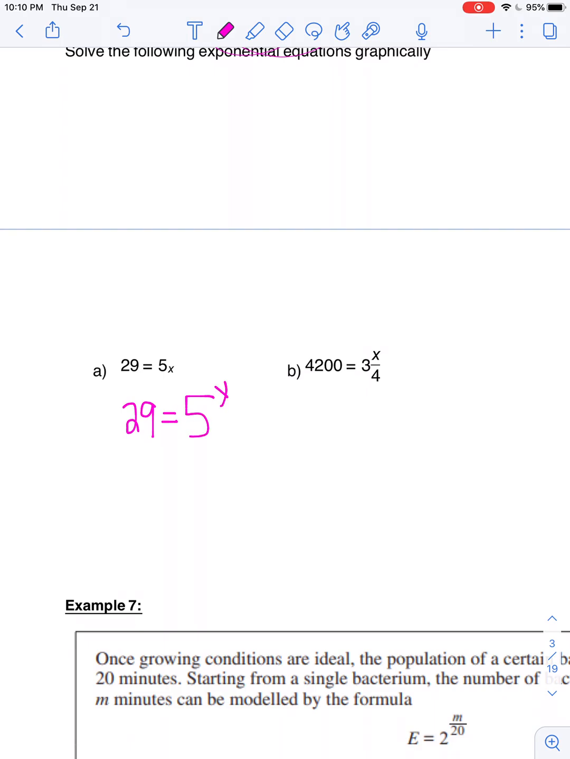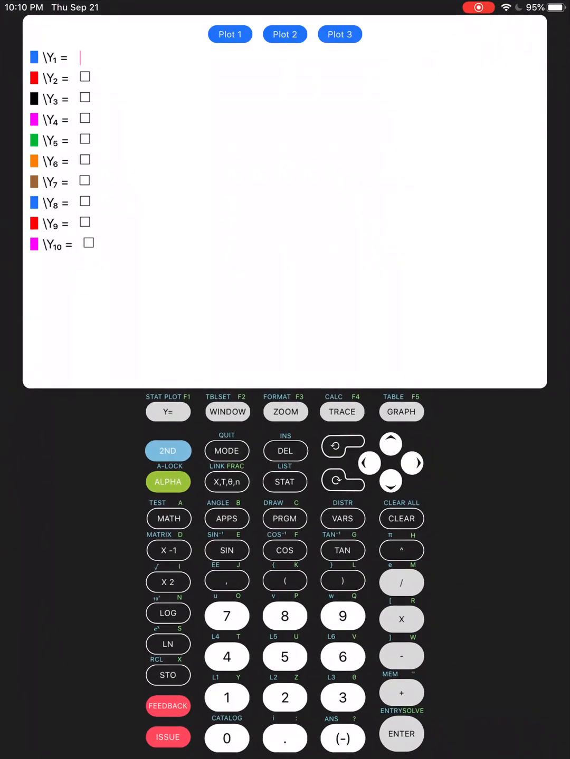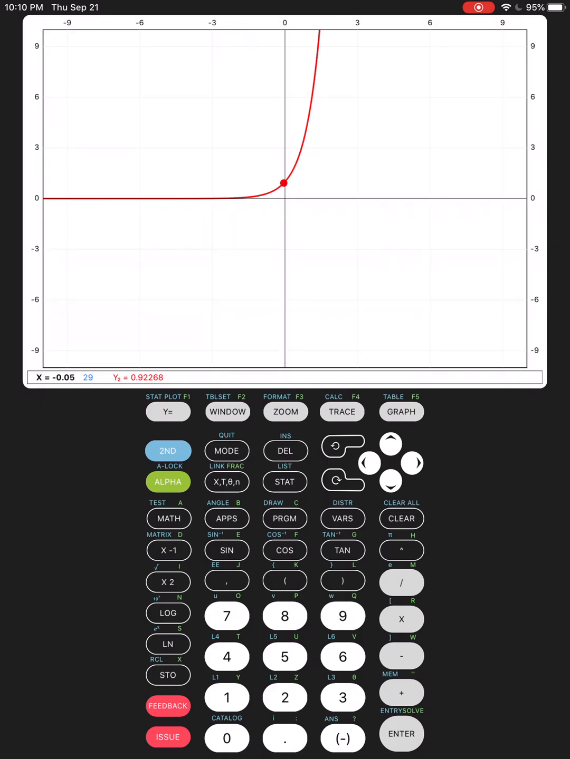So just like we've always done, when you have two sides of an equation, you put one side into y1 and one side into y2, and then we just find the intersection point. Doesn't matter which side is which, so I just put the left side of the equation, 29, into y1 and the right side into y2. And then we'll go to graph.